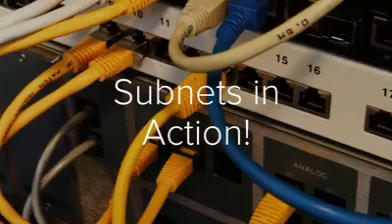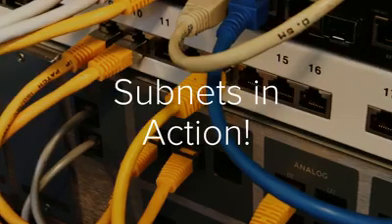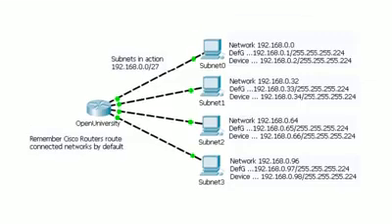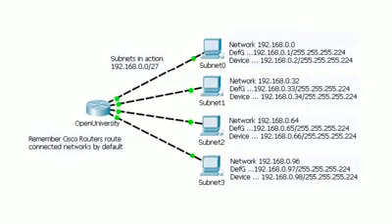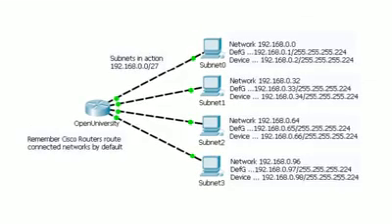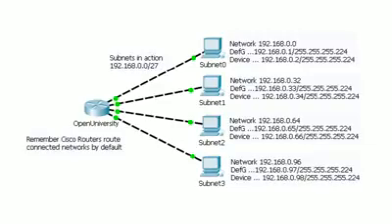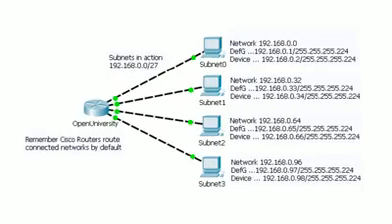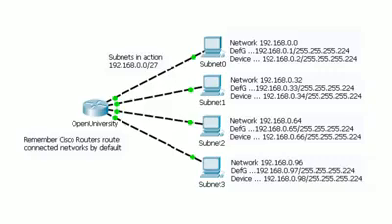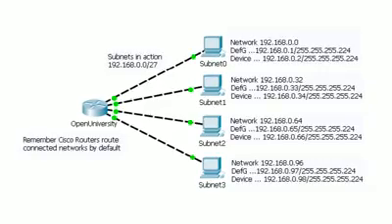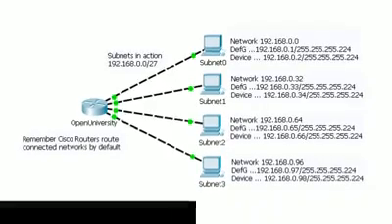In this short video, we're going to be exploring subnets in action. One of the great things about Cisco routers, on the real routers as well as simulated ones in Packet Tracer, is they always route connected networks, making proving this concept quite simple.